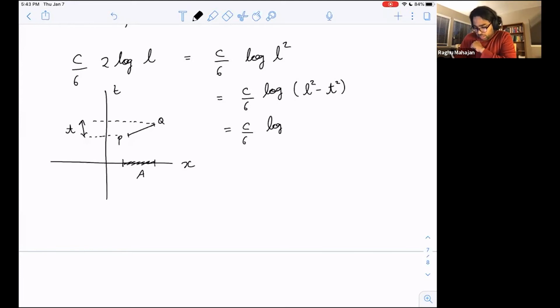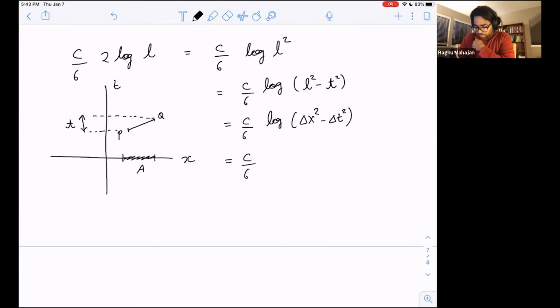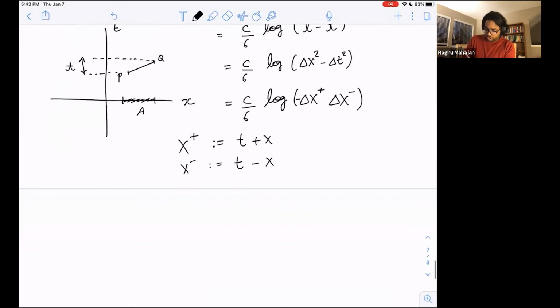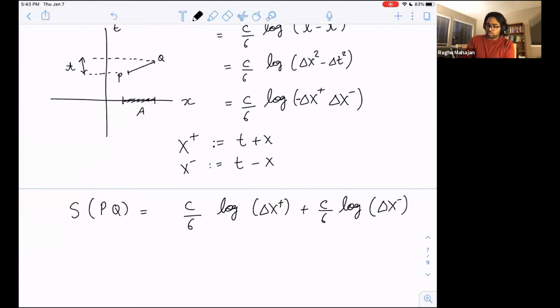Okay, so I'm going to write this as delta X squared minus delta T squared, where delta X represents the separation, the X separation between the endpoints, and delta T represents the time separation between the endpoints. And introducing light cone coordinates, which we will use also many times, we have delta X plus, delta X minus, with an overall minus sign. So just definitions, X plus will always be T plus X, and X minus will always be T minus X. Okay. And essentially, I just want to write the answer for the interval PQ just one final time, log of delta X plus, log of delta X minus. Okay, and this minus sign just goes to whichever one of these is negative. One of them has to be negative. We can put absolute value signs here if we want.